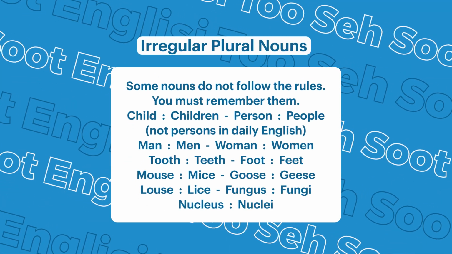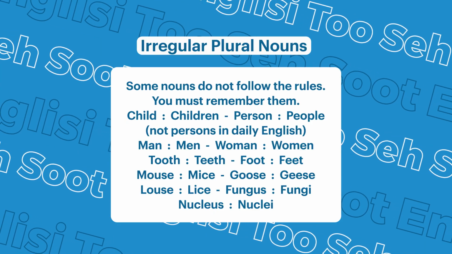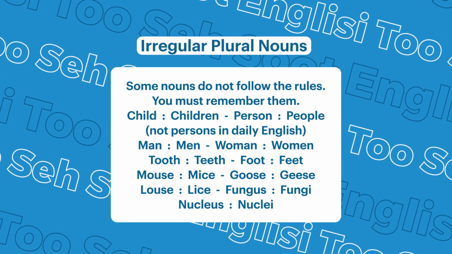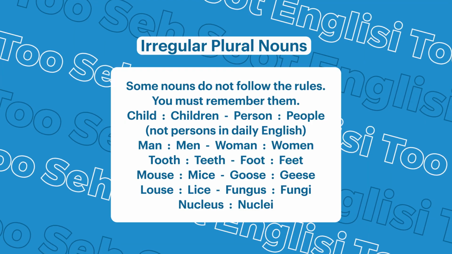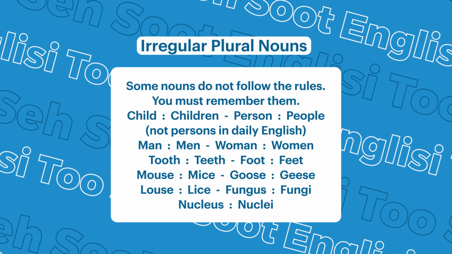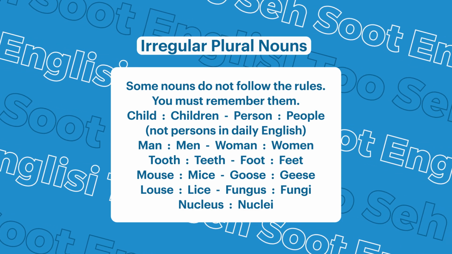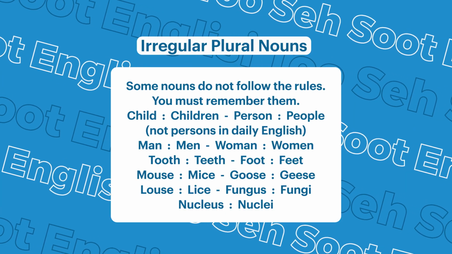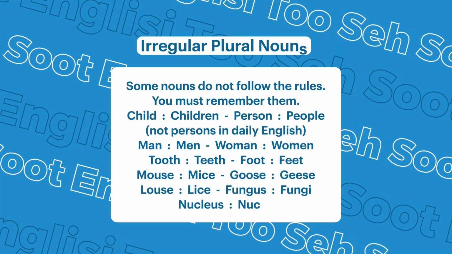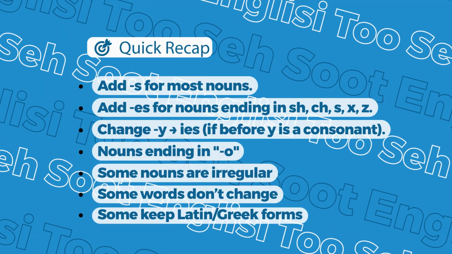Alright, irregular plural nouns. These nouns do not follow the rules, so you must remember them. For example, child becomes children, person becomes people. Persons is also right, but we do not use it in daily English. Man, men, woman, women, tooth, teeth, foot, feet, mouse, mice, goose, geese, louse, lice, fungus, fungi, nucleus, nuclei.